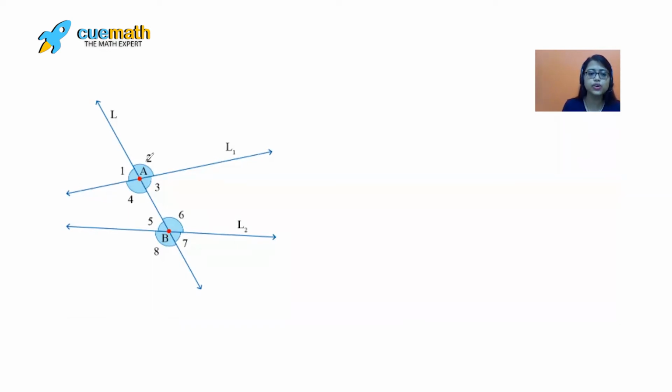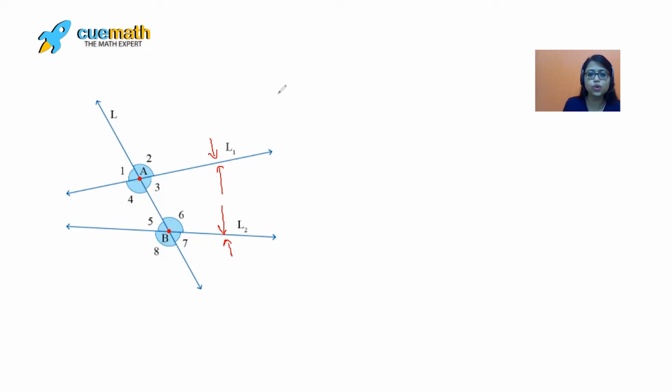Okay, so let me first come to exterior angles. Now what are exterior angles? The angles which are outside of these L1 and L2, right? When I say outside, that means they are outside of this region. This is your inside region, yes, and these are your outside region, right? So the angles which are exterior to L1 and L2 are your exterior angles.